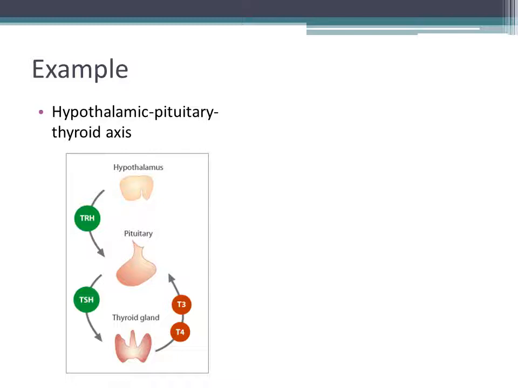The signal starts from the hypothalamus producing TRH, which stimulates the pituitary gland to produce TSH, which stimulates the thyroid gland to produce T4 and T3. Now, T4 and T3 exert negative feedback on the pituitary, suppressing TSH production. This eventually leads to a balanced state where we have normal TSH and normal free T4 levels.